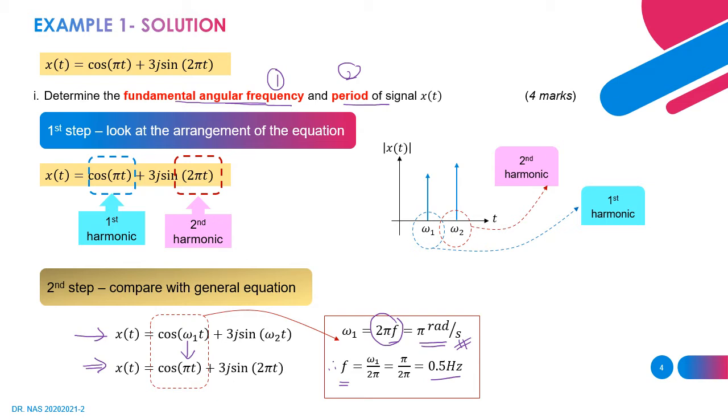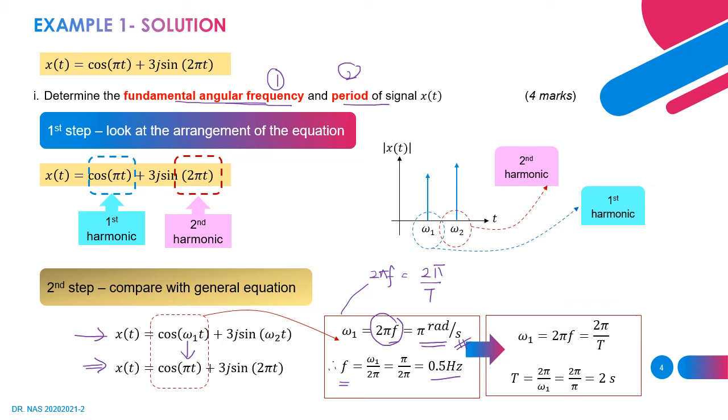So next you need to calculate the period of the signal. So from here, ω equal to 2πf, or it is also equal to 2π over T. So you can calculate your period. Okay, so T equal to 2π over ω, which is 2 seconds. Don't forget to write the unit as well.